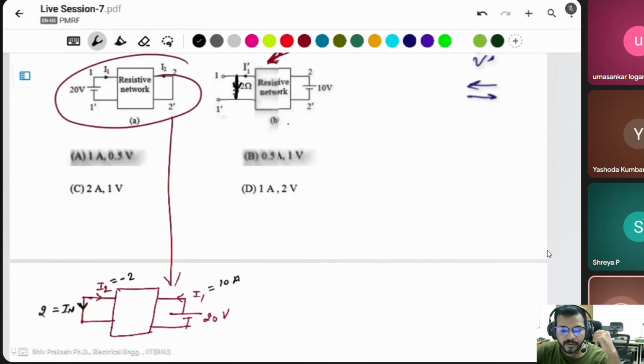Sir, is it like the reciprocity theorem? Yeah, the same reciprocal theorem.